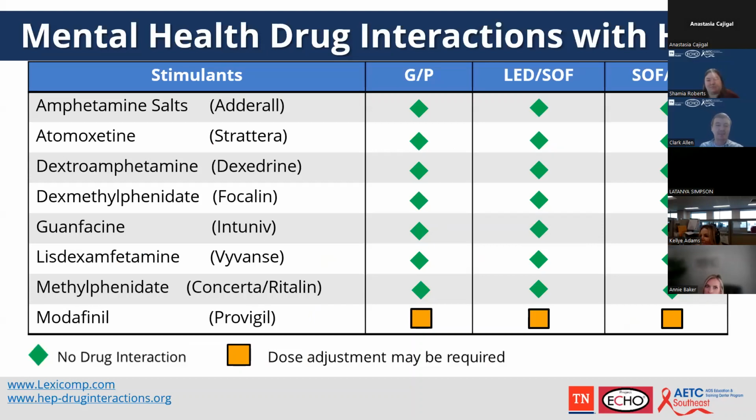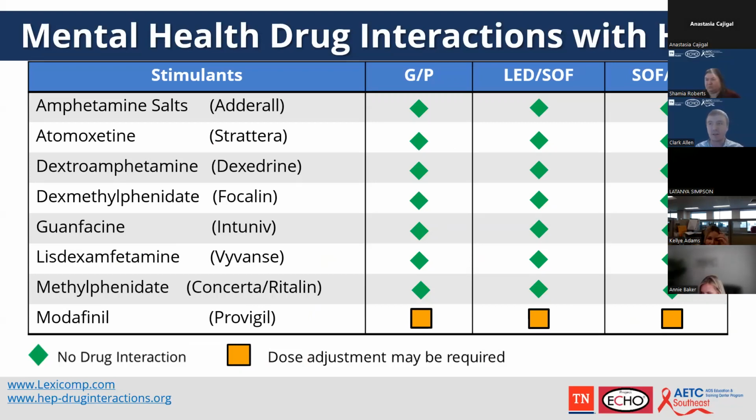So the next section is going to be stimulants. Most of these medications could be in the pediatric population, could be in the adult population. Most of them, as you can see, are all good to go from a drug interaction standpoint, except for the bottom one. This is mainly going to be seen in the pediatric population. It can be used in the adult population, but for different indications. For attention deficit disorder, it's mainly indicated in the peds population. So modafinil, or trade name Provigil.